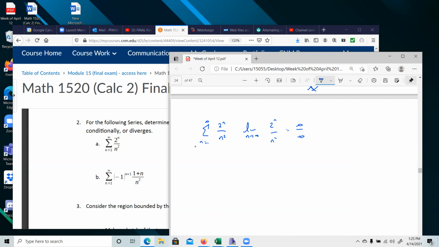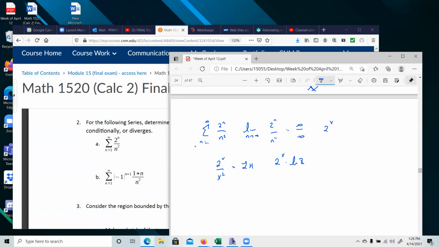We might want to look at 2 to the x over x squared and see what's going on, and wonder if I can use L'Hopital's on this. So this is going to be 2 to the x times ln 2. That's the derivative of 2 to the x.